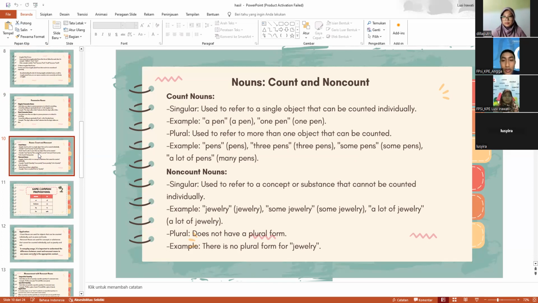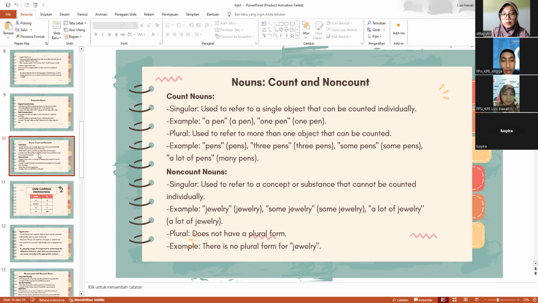Next, nouns, count and non-count. Count noun, singular: used to refer to a single object that can be counted individually. Example: a pen, one pen. Plural: used to refer to more than one object that can be counted. Example: pens, three pens, some pens, a lot of pens.